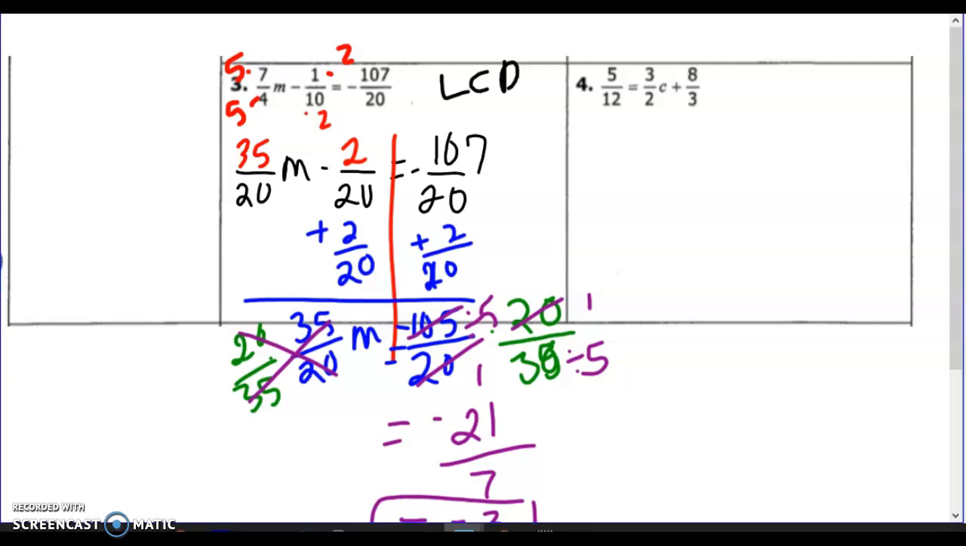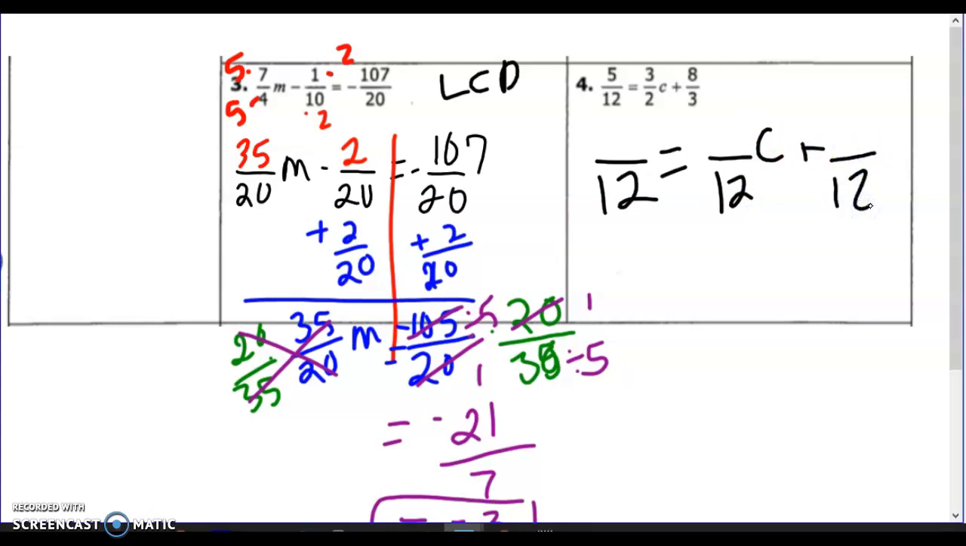Alright, so I'm going to keep going on this next one, number 4. 5/12 equals 3/2 c plus 8/3. Alright, what's my least common denominator? Yeah, I'm going to go with 12. So I'm going to write out 12 equals blank 12 with my c plus blank 12.